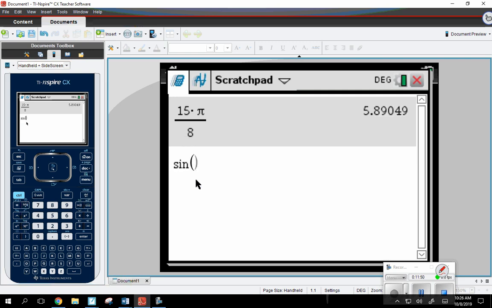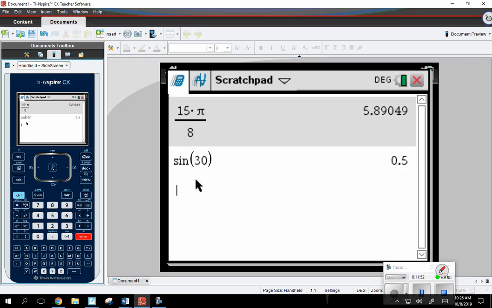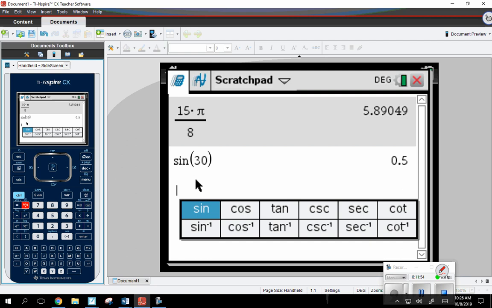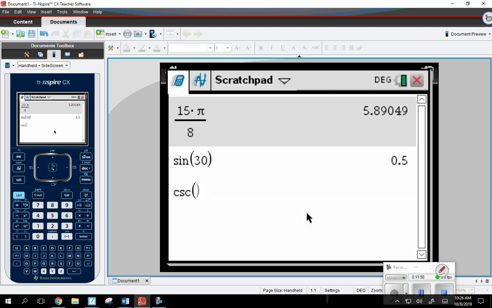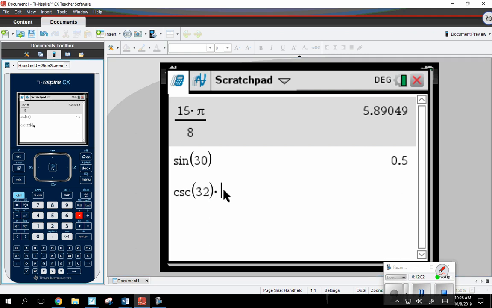I believe my calculator is in degrees. Let me go ahead and check that. Sine of 30 should give me 1/2. Okay, so I'm good. So what was this? Cosecant of, what was it, 32? And I was multiplying that by 15? Okay. So that hypotenuse should be 28.3 units.